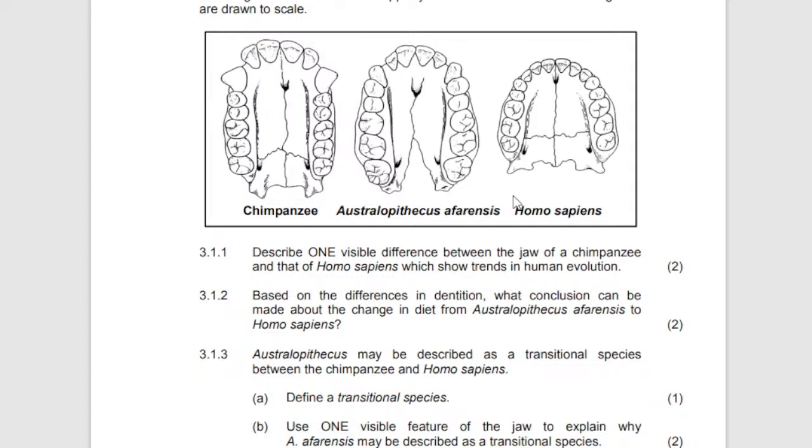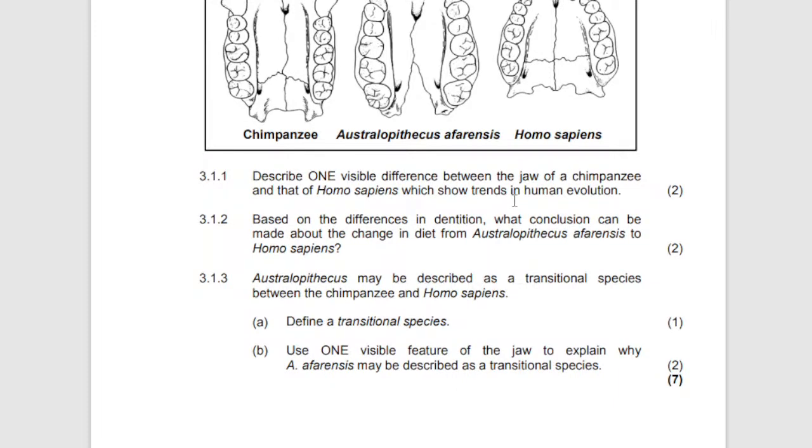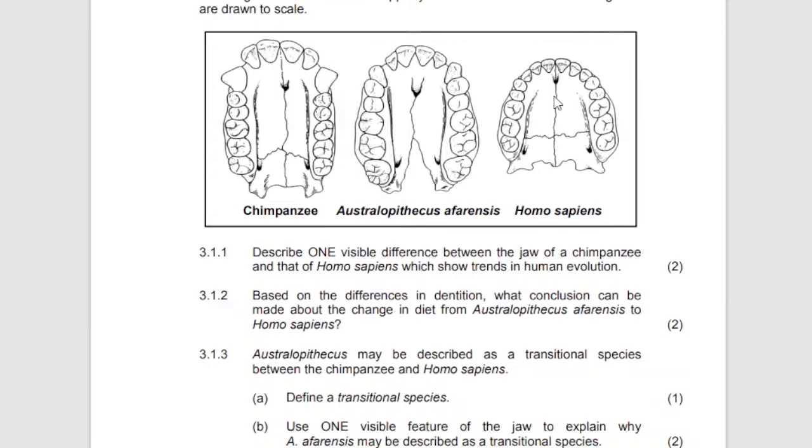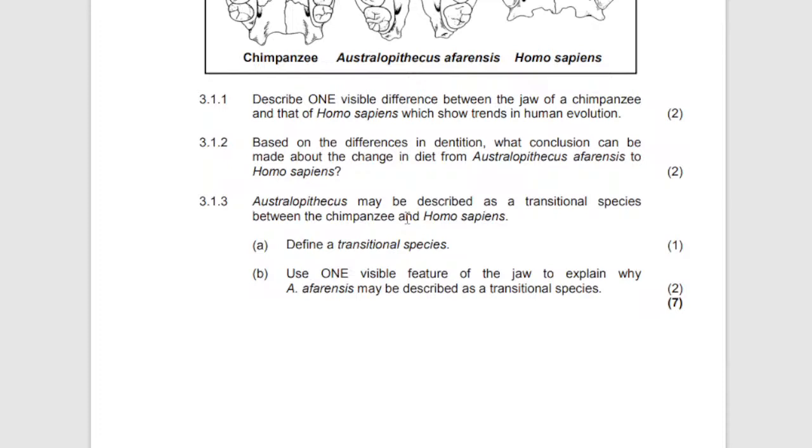I think I'm clear. So you don't need to cram too much. Human evolution is not a big deal. It's not a big deal. There are few things you need to look at, and then you pass the paper. Yes. So here it means that these ones are feeding on raw and tough food, while these ones are feeding on cooked food. That's why even the teeth are a little bit smaller compared to the other ones. Then Australopithecus may be described as a transitional species between chimpanzee and the Homo sapiens. That's what I explained.